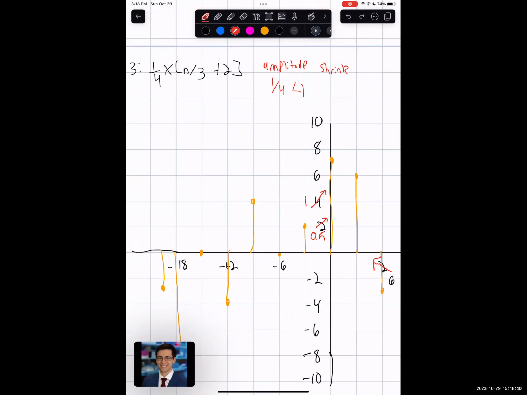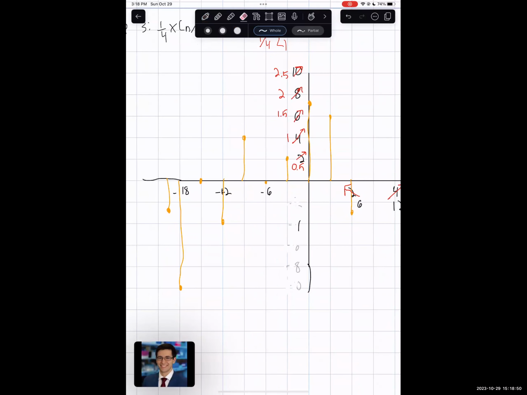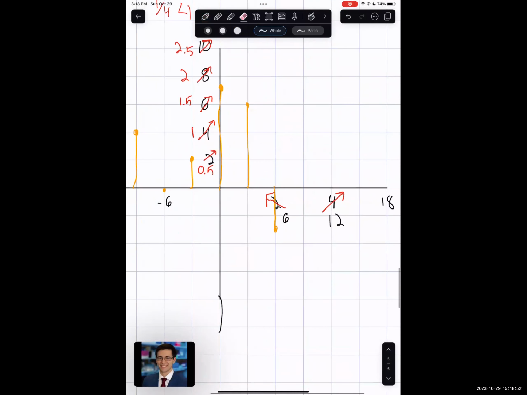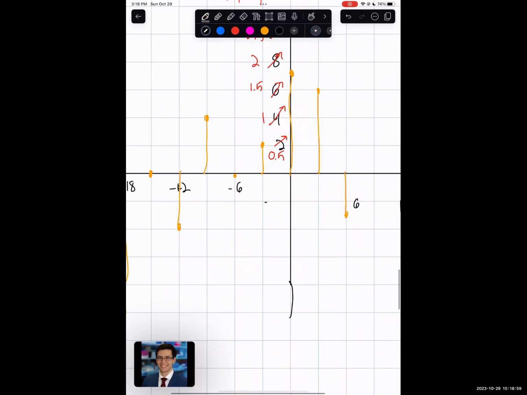So this is going to be 6/4, so 1.5. This is going to be 2. It's going to be 2.5, etc. Okay, and these will be the same, just so it's a little less chaos. Okay. And once again, guys, feel free to interrupt if you have any questions.